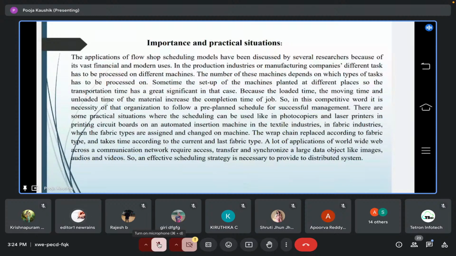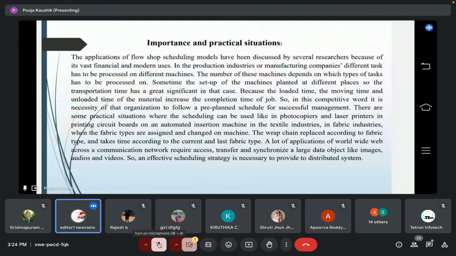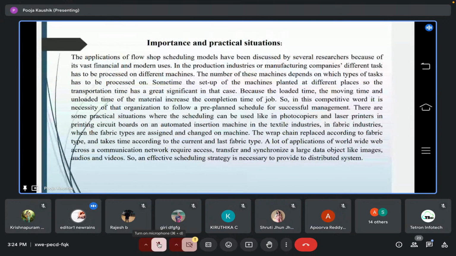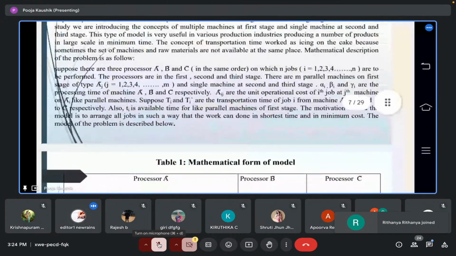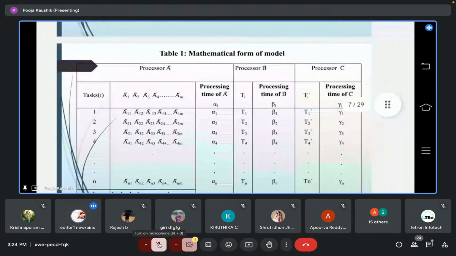And there are some practical situations where scheduling can be used, like in photocopiers and laser printers, in printing circuit boards, and on automated insertion machines, in the textile industry, in the fabric industry where the fabric types are assigned and chained on the machine, also in hospitals where there is a long queue or multiple tests for patients, etc. So here is the mathematical model I have taken, ma'am.